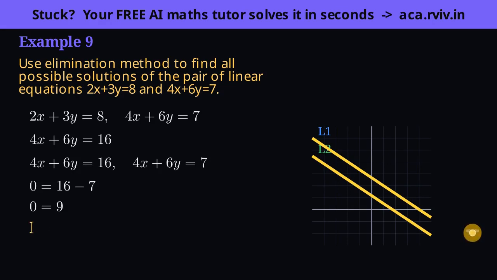Insight: when the left sides come out identical but the right sides disagree, you're demanding one quantity equal to different values at once. Impossible. Geometrically, that's two parallel lines, same slope, different heights, never meeting. So, all possible solutions is none.